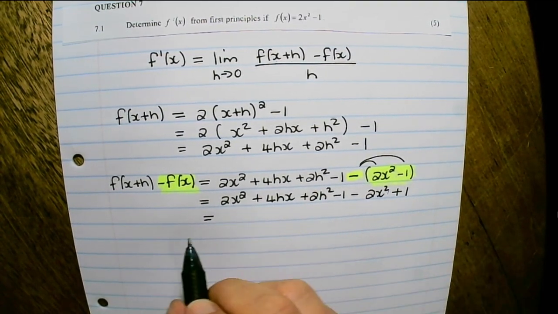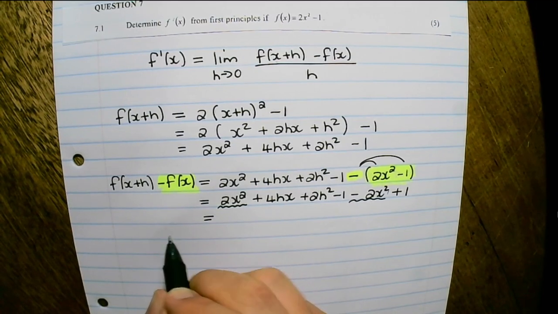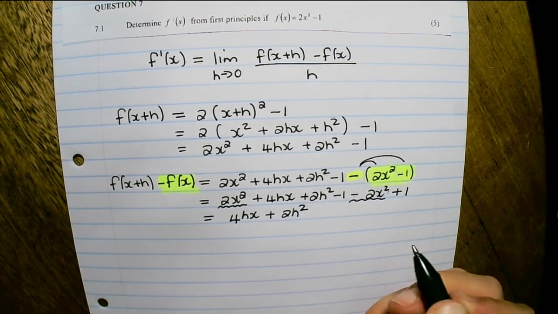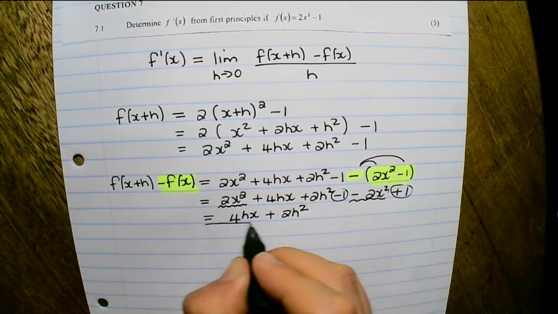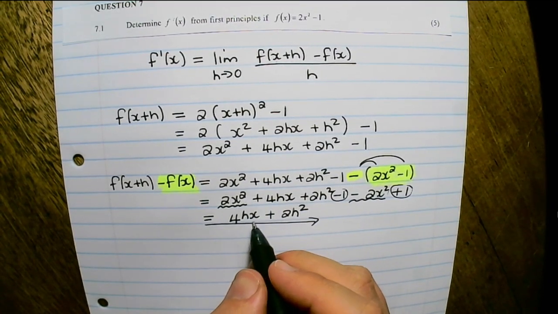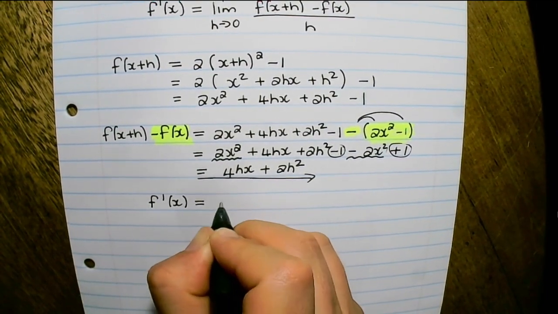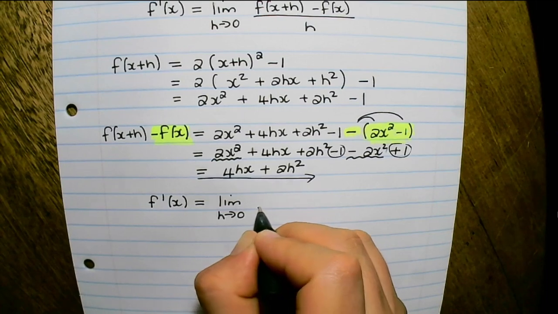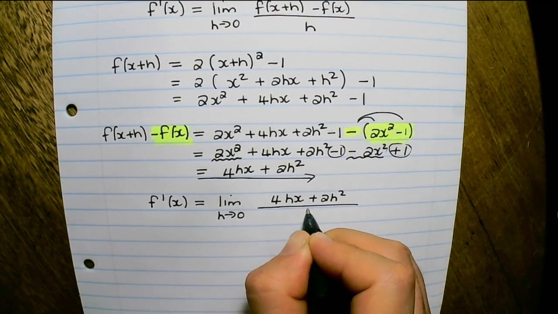Now I can simplify further by adding up like terms. 2x squared minus 2x squared becomes 0, so I'll have 4hx plus 2h squared, and then minus 1 plus 1 becomes 0. So this is f(x + h) minus f(x). Now I can substitute this into the formula which I have on my formula sheet. So f(x + h) minus f(x) is represented by 4hx plus 2h squared, and then over h.